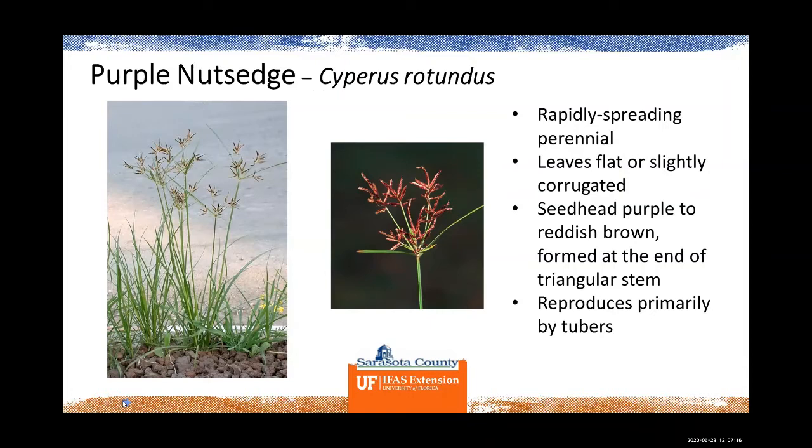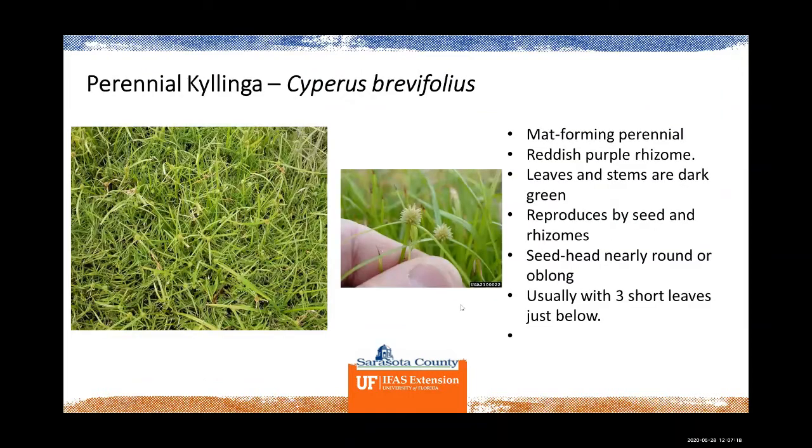And here we have your Kyllinga. This is a close-up of the seed head. And then this is what it looks like when it's growing. So it tends to grow in clumps or mats. And then usually what you'll see is, just below the seed head, a group of three leaves coming off. If you can see my pointer, one, two, and the leaf in the back.